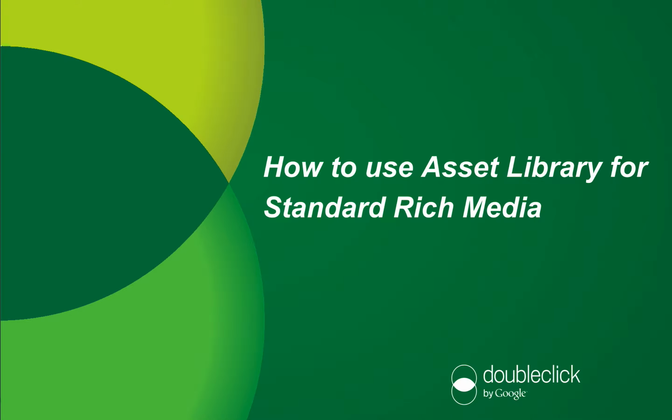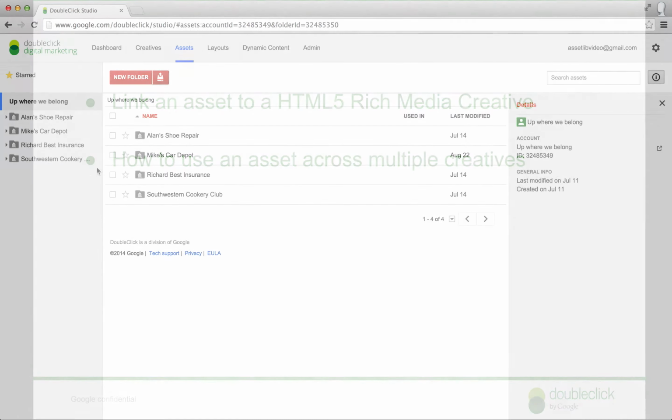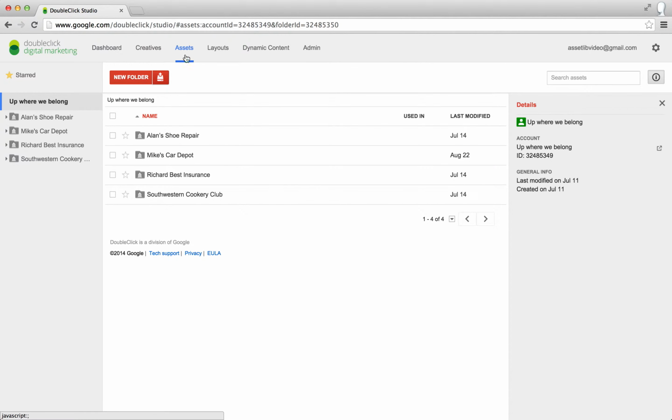In this video, we'll show you how to link an asset to a HTML5 rich media creative and how to use an asset across multiple creatives. Let's get started. In Studio, under the Assets tab, you'll notice a list with my advertisers.